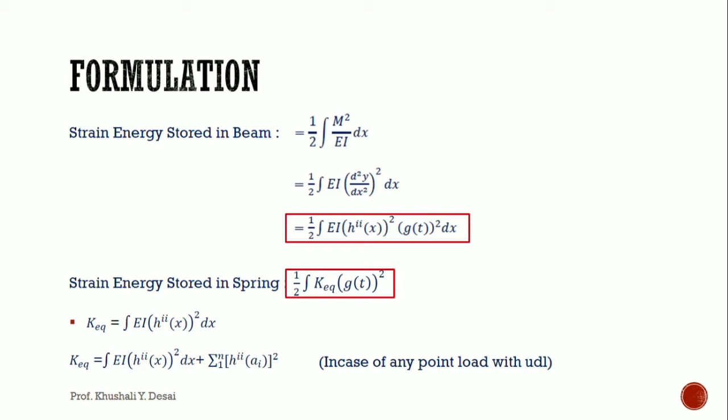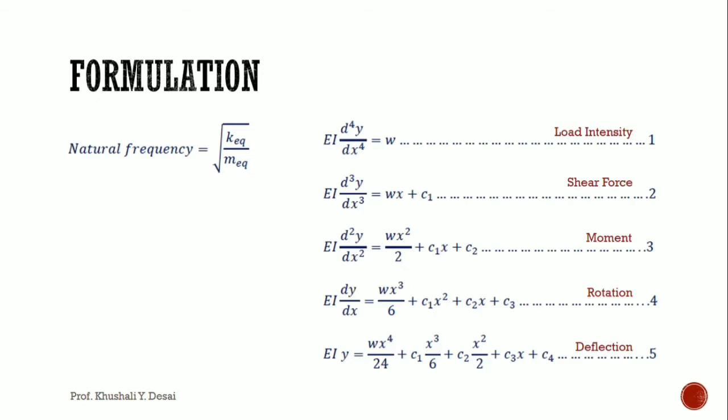Comparing these two, we are able to get k equivalent just as we did for mass equivalent. And in case of point load, this is the equation. The natural frequency is the square root of k equivalent upon m equivalent, in both of these we have just obtained. Further, to solve a numerical, this is what is required.